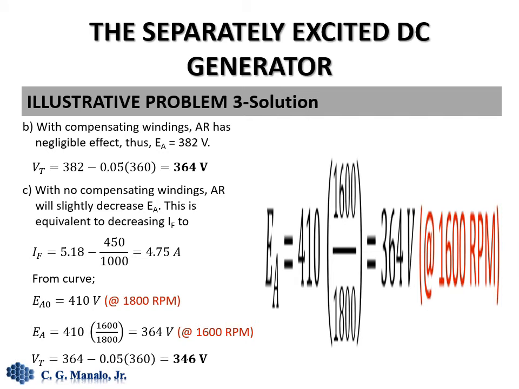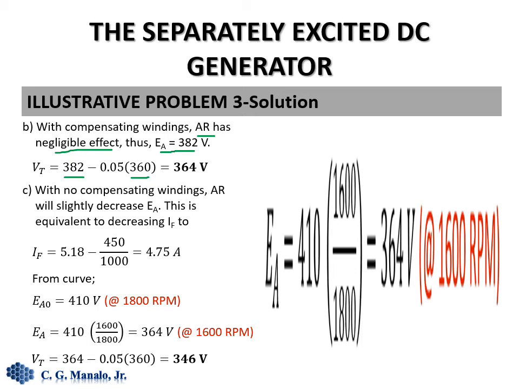For letter B, we put a load to the DC generator, a load of 360 amperes. And since it has compensating windings, the effect of armature reaction is negligible. Hence, we should get the same internally generated voltage of 382 volts. And with that, we could compute our new terminal voltage.